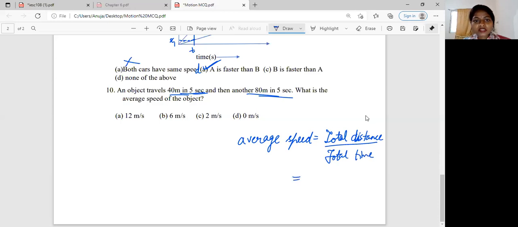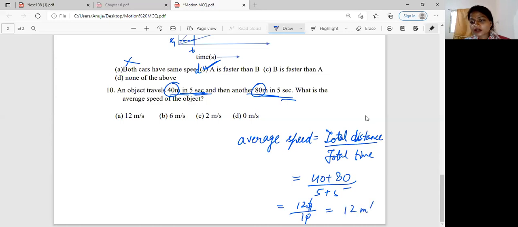So here total distance covered is 40 meters plus 80 meters, and total time taken is 5 seconds plus 5 seconds. We can solve this: 40 plus 80 is 120, divided by 5 plus 5, which is 10. The zeros get cancelled, so it becomes 12 meters per second. So option A, here it is, will be the correct answer.